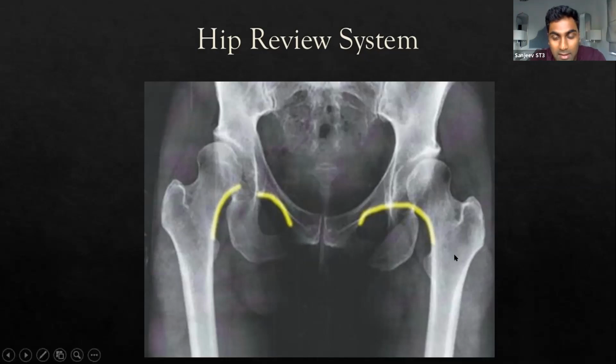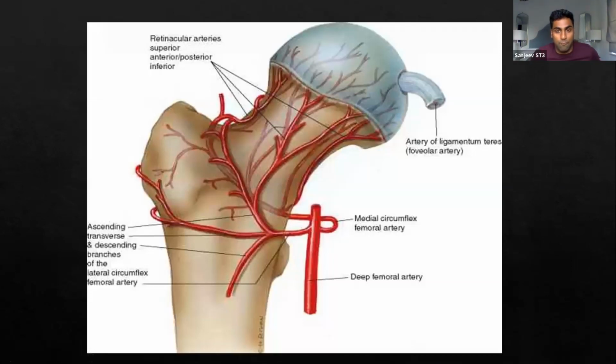The main thing, along with your usual system of tracing outlines, is being aware of this idea called Shenton's line. So tracing this medial cortex of the proximal femur and making sure that it's in continuity, where my mouse is, with the superior pubic ramus like this. Now here, what we can see sometimes is there might be a discontinuity. That discontinuity may make you suspicious for a hip fracture.